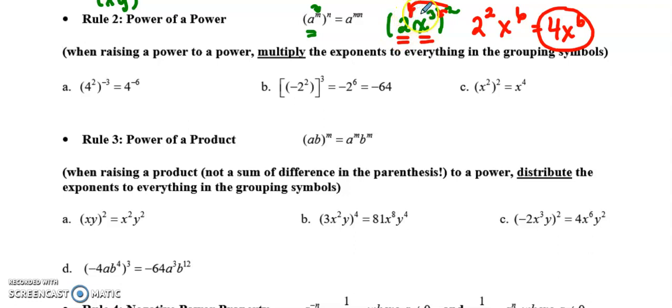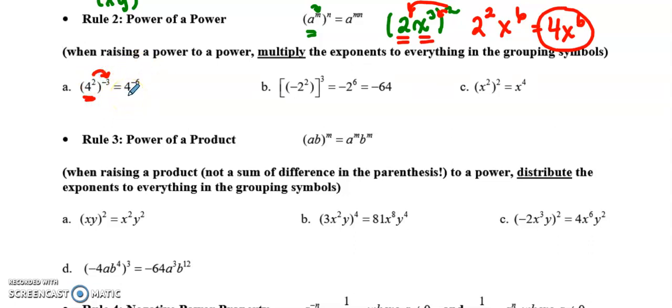You want to make sure you put that 1 there so that you're distributing your 2 to every single solitary base with an exponent. All right, so take a look at this one. So we have 4 squared to the negative 3. So your base is 4. You're multiplying your exponents. 2 times negative 3 is negative 6.